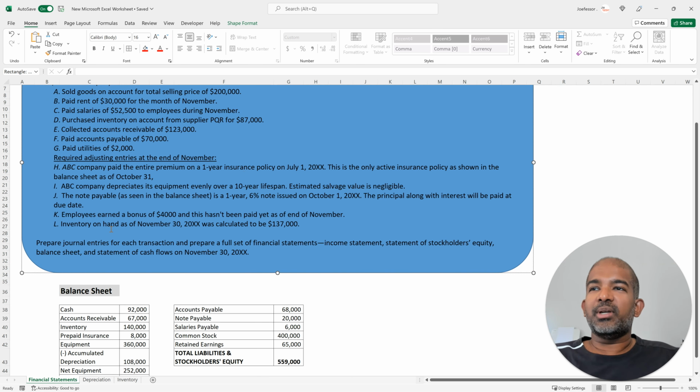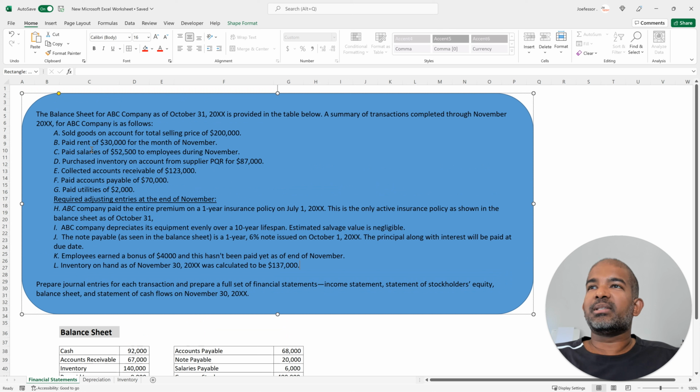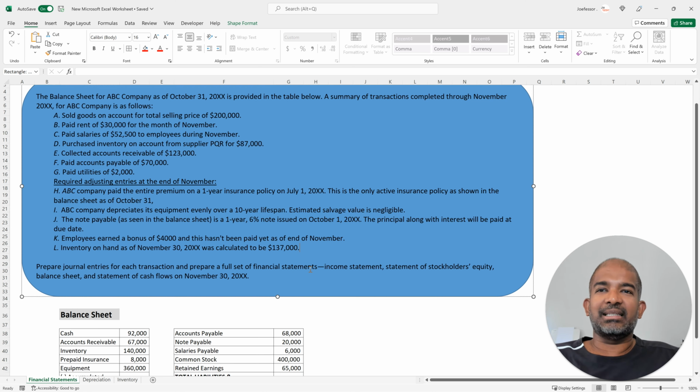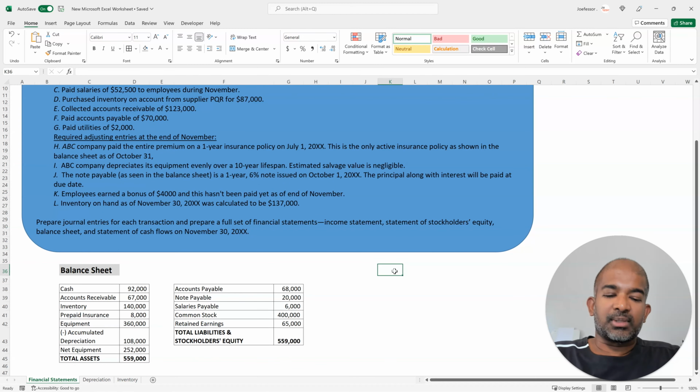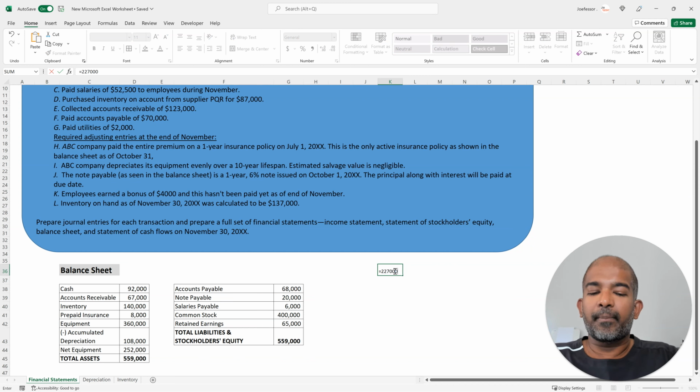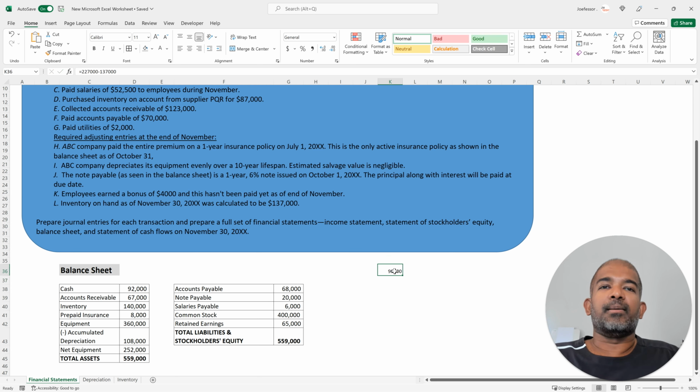Out of which you've sold some inventory. You see, in part A, you've sold some goods. We don't know how much the inventory was worth. All we know is that the selling price totaled 200,000. So from 227,000, if the inventory that is left is supposed to be 137,000, we've sold inventory worth 90,000. So basically we would say 227,000 minus 137,000. So we've sold inventory worth 90,000.